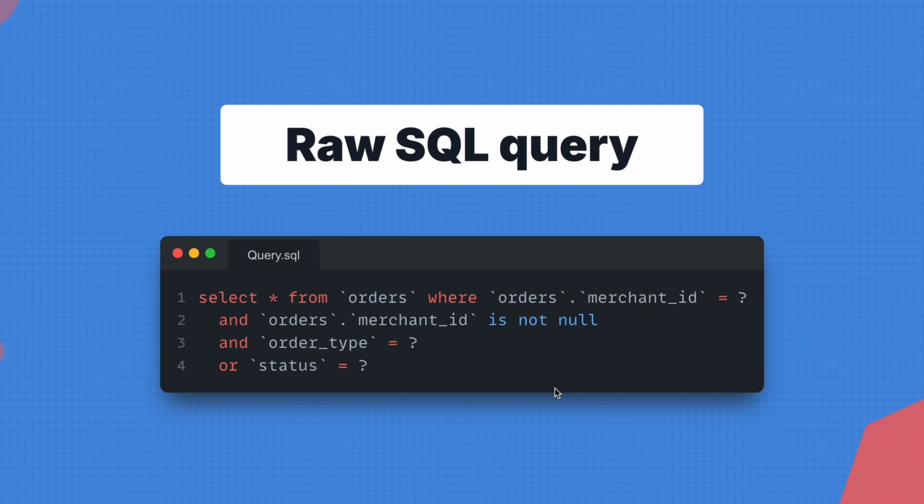Now, because of the way MySQL interprets this query, it will find the orders where the merchant ID equals 1 and the order type equals takeout, or it will take every single order where the status equals completed, also the ones of the other merchants.